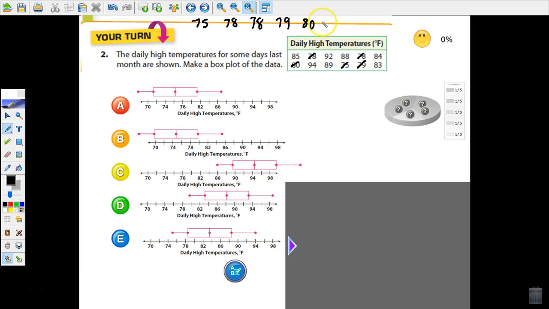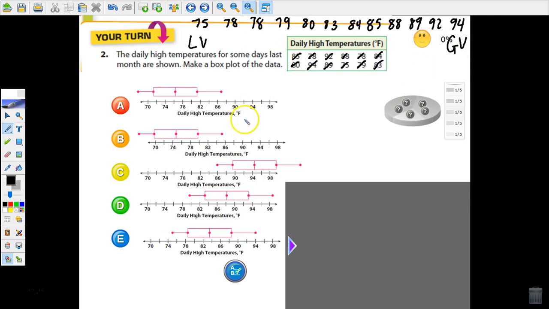I've got 83, 84, 85, 88, 89, 92, and 94. So I've got my LV, I've got my GV.